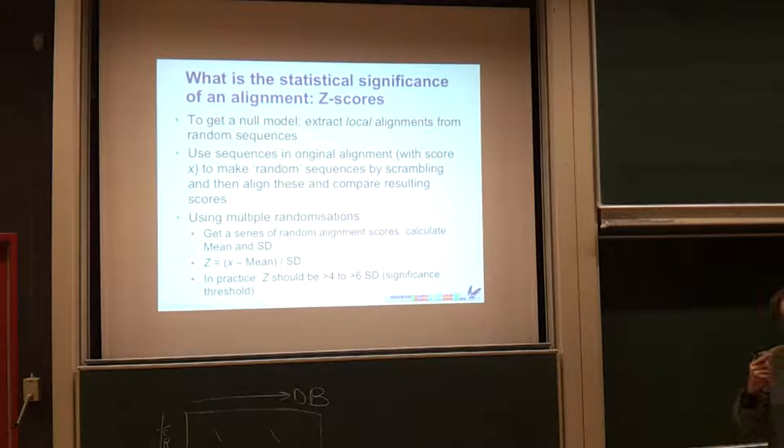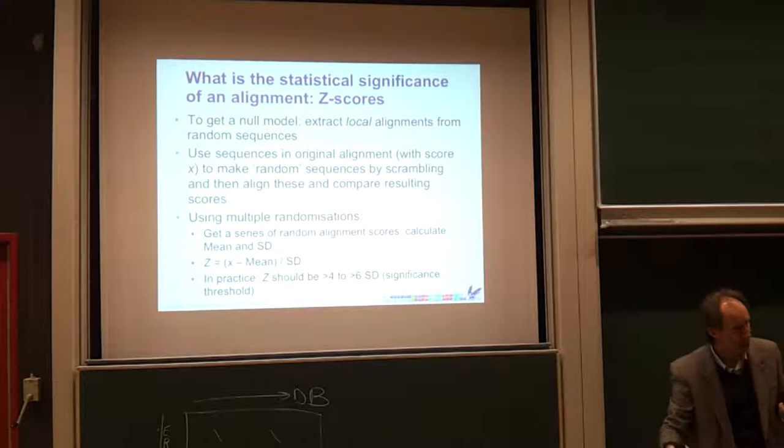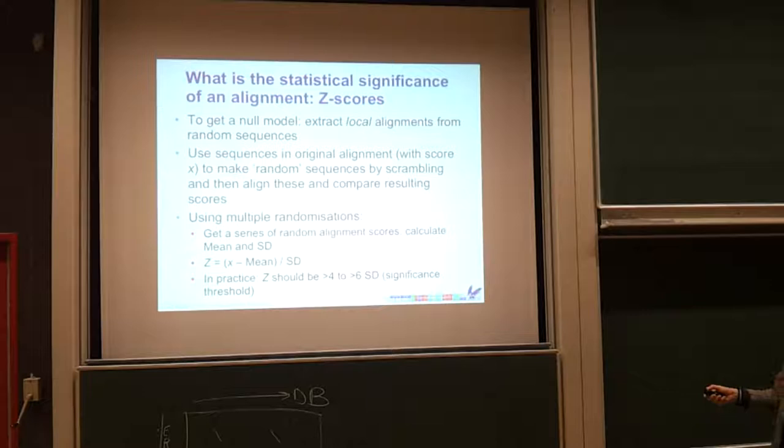Scramble both sequences. Scrambling means you change the order of all the letters in the sequence randomly. You could do this with both sequences. If you want to save a bit of time, you only do it with one sequence. Of course, if you randomize one sequence, then you have a random relationship anyway. You don't need to do the other sequence. You do that, and then you use multiple randomizations, so multiple seeds. You generate, say, 1,000 randomized sequences.